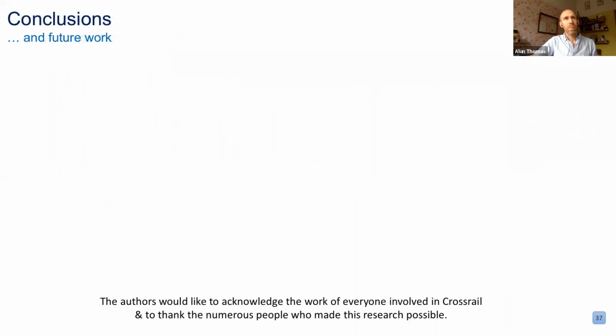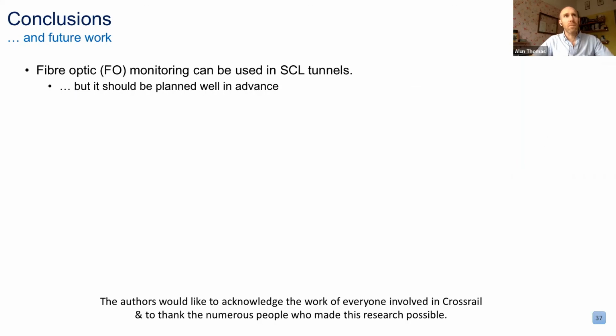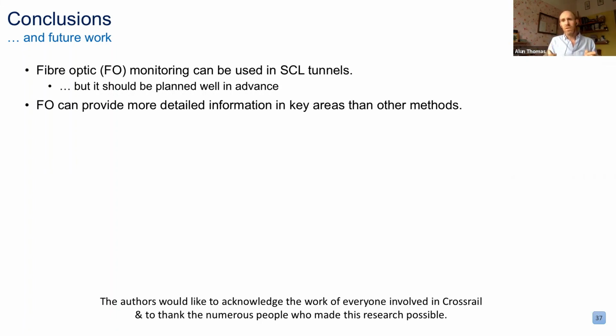in the future. So to wrap up, after this whirlwind tour, the original work by Nicky proved that we can put in fibre optic loops in that very demanding environment of a sprayed concrete lining. We can spray them in. They give us very detailed information, a distributed picture as opposed to spot data. There are some lessons learned from how to put them in and how to get the best out of the data.